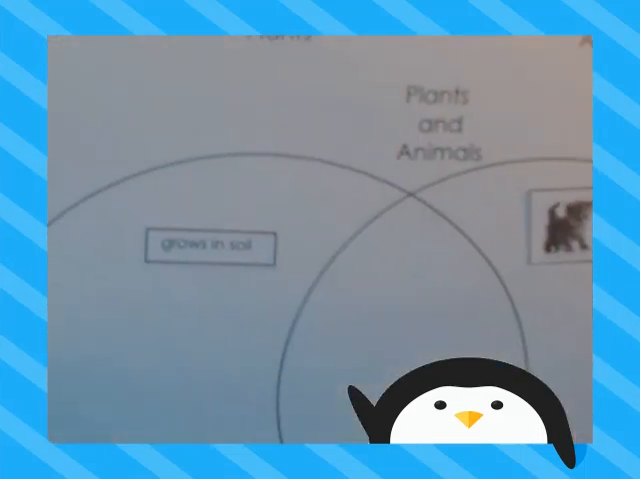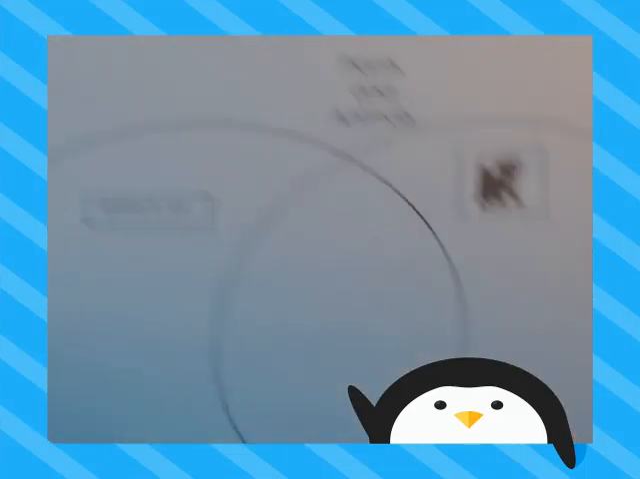I've seen animals living in the soil or digging in the soil, but never growing in the soil. So I think that's a characteristic only of plants. I'm using my glue stick again, and I'm placing that characteristic only on the plant side.